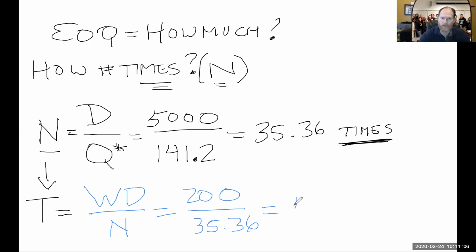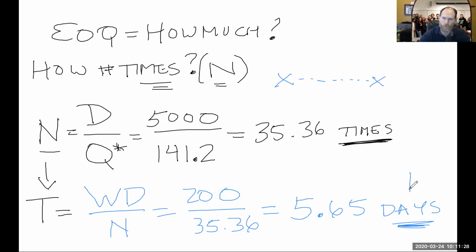That means that about 5.65 days pass between one order to the next. Okay, so if Luke places an order today, 5.65 days from now, he's going to place an order again.